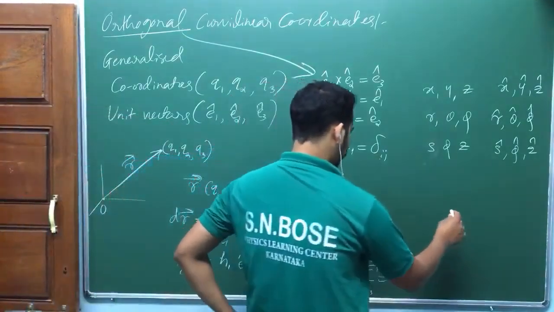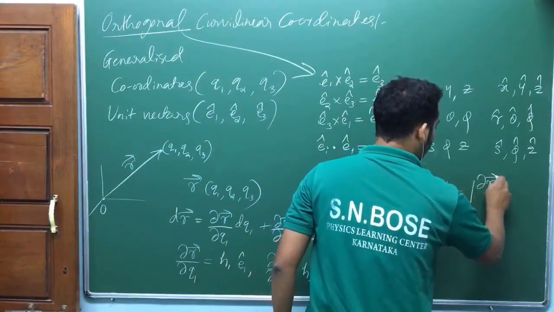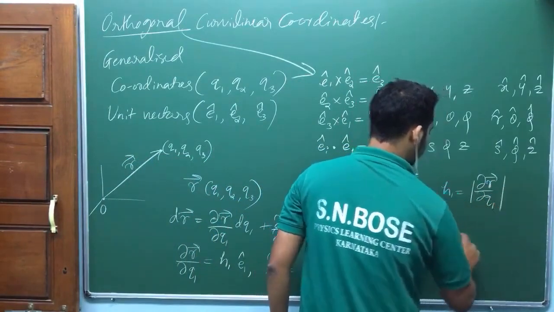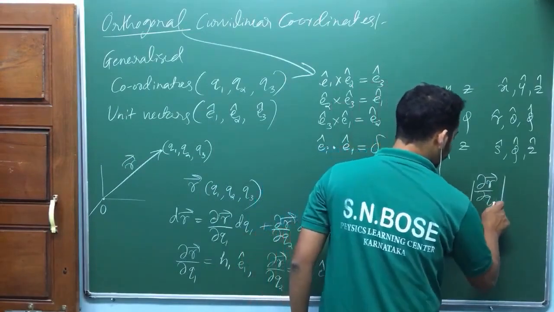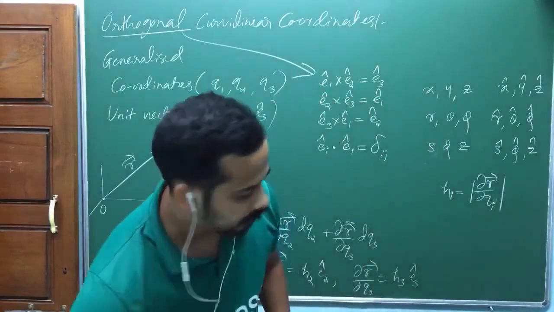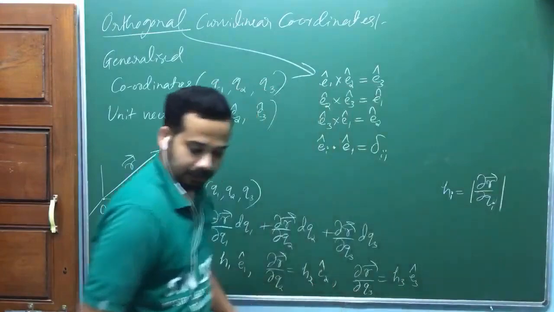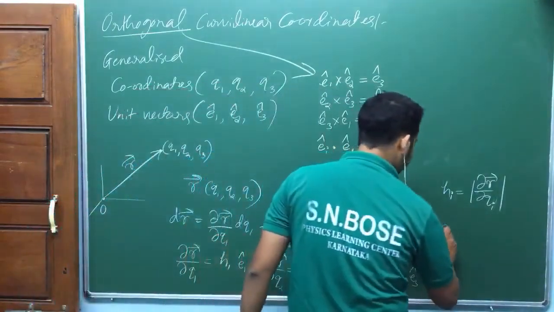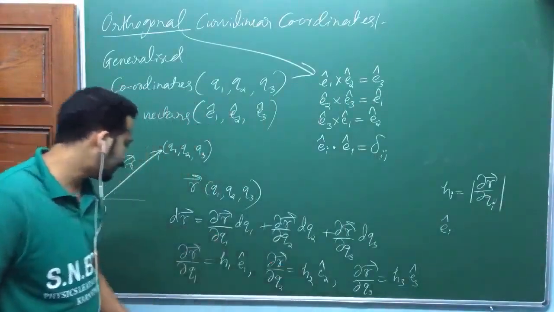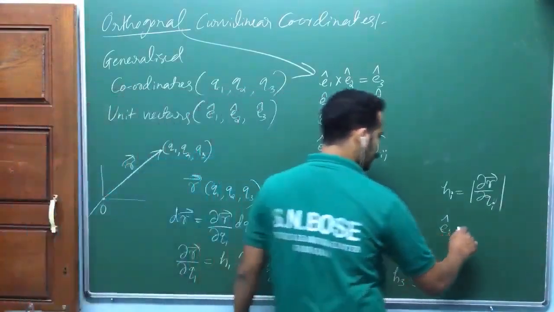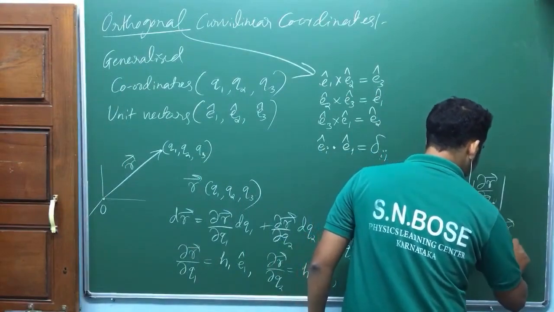Now, what are these H1, H2, H3? H1 is nothing but mod of dou r by dou q1. Or let me write it like this: Hi is equal to mod of dou r by dou qi. That's the best idea; we shall save some time. And can I write similarly Ei cap as 1 by Hi times dou r by dou qi?